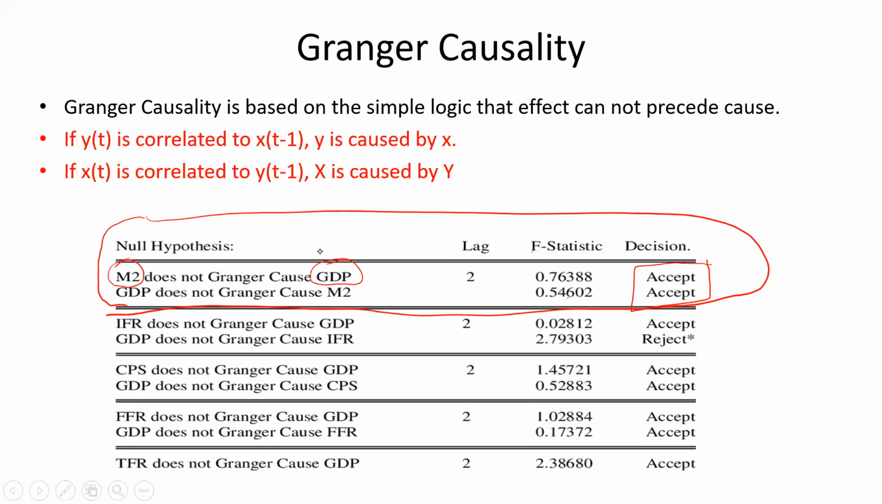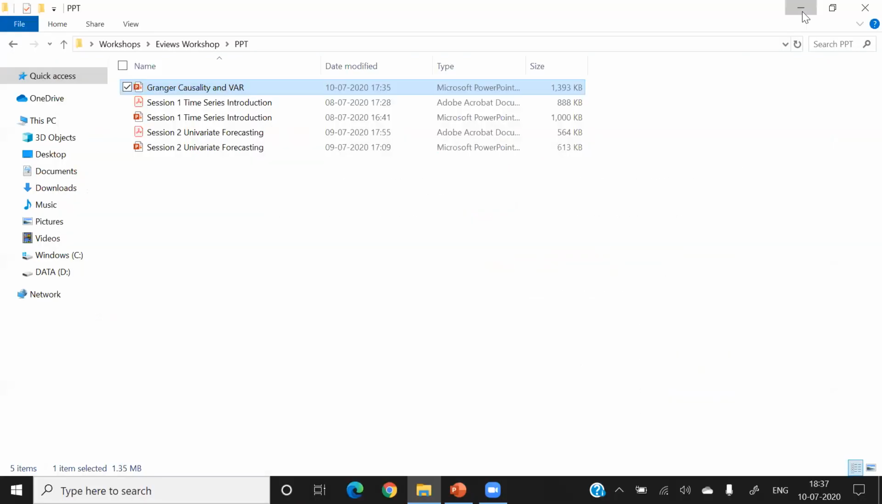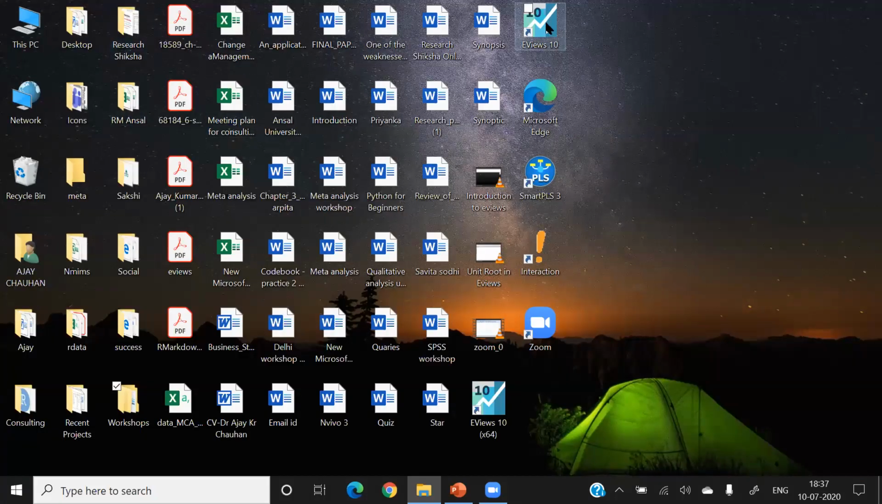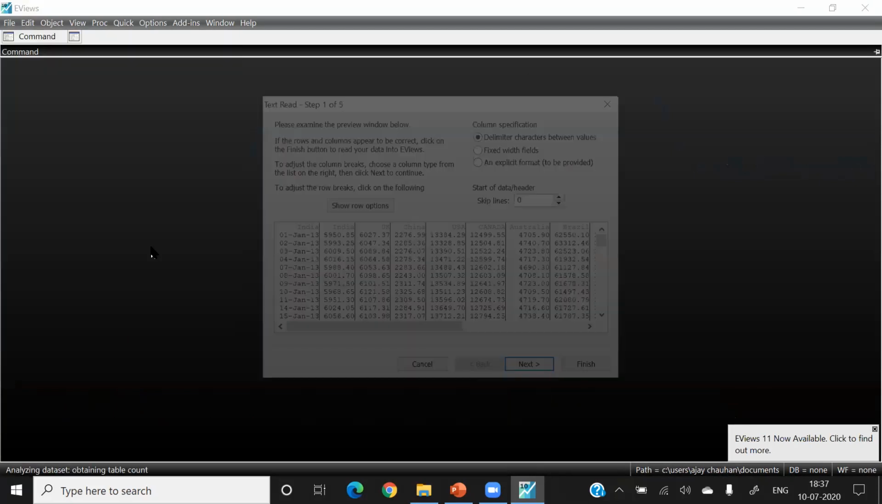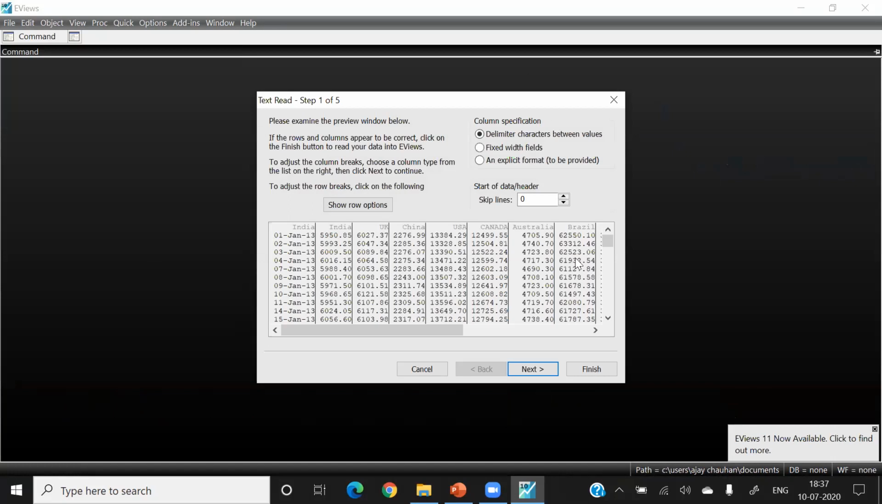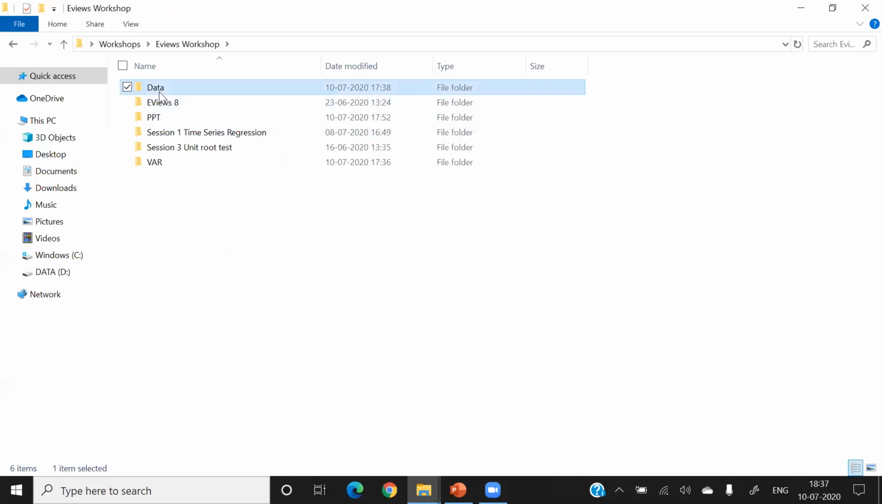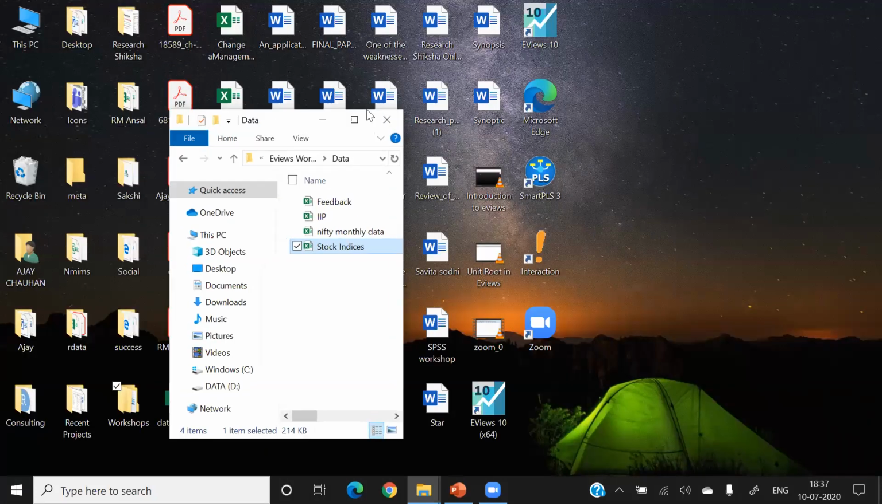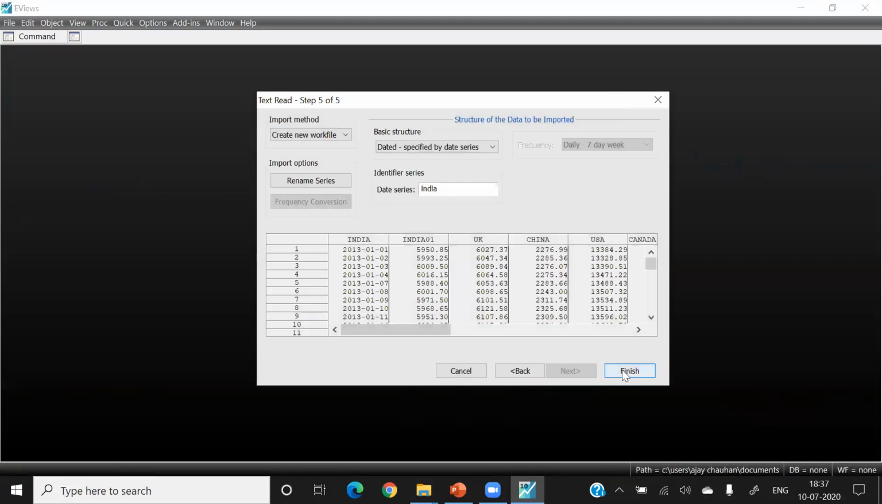Now I am showing you the result of Granger causality, how we can perform Granger causality in eViews, so that we can relate the result with the concept. This is eViews 10, and today I am going to use the data which I shared on the first day, stock indices, where I have the data of different countries. One way to run it is to select this file and drag it onto eViews. You can open the exact file. Okay, now we have the data.